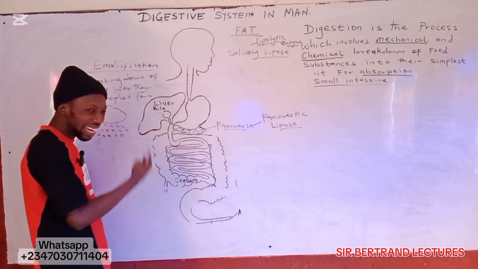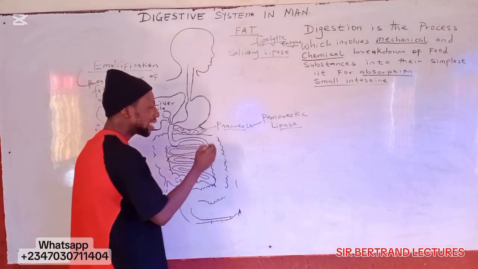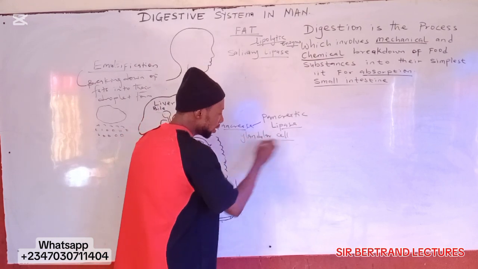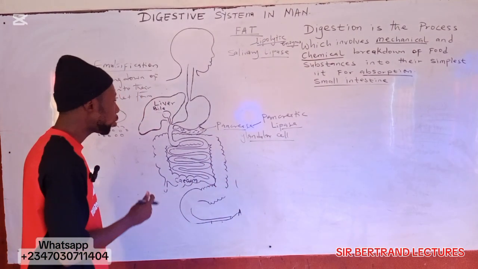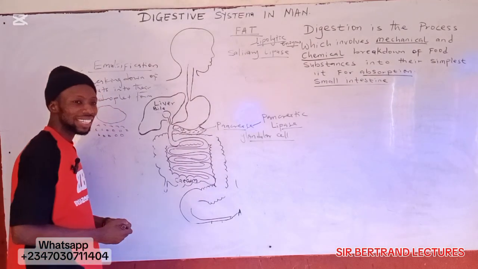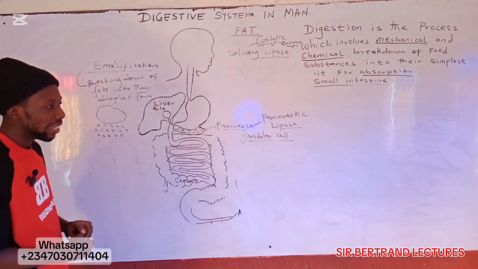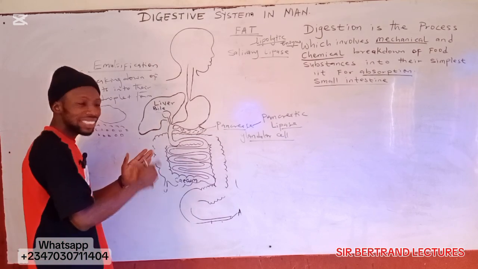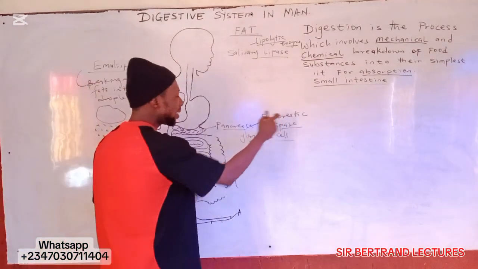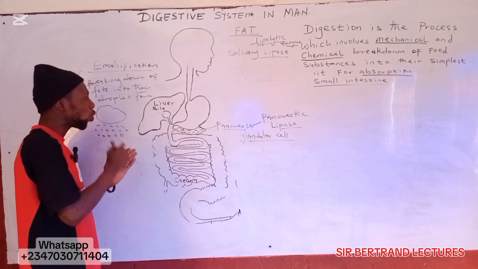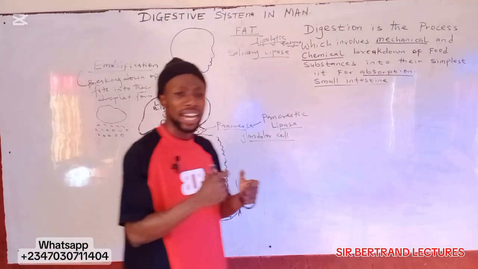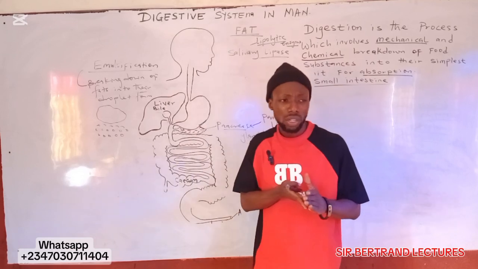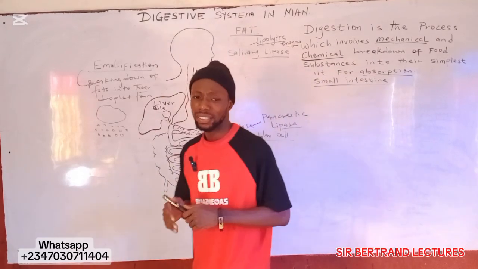Then the intestinal glandular cells, these are the cells that are secretory in function. They secrete intestinal juice, which contains lipase. Now, this intestinal lipase and the pancreatic lipase will act on these emulsified fats and convert the fat into glycerol and fatty acid.